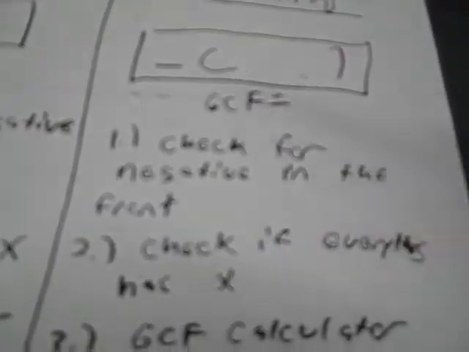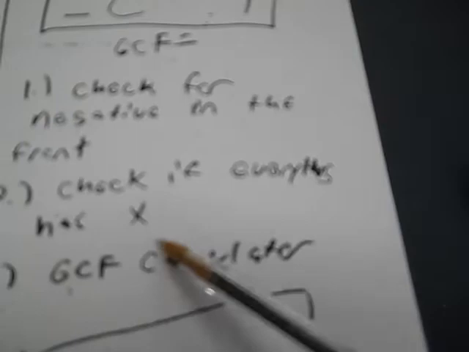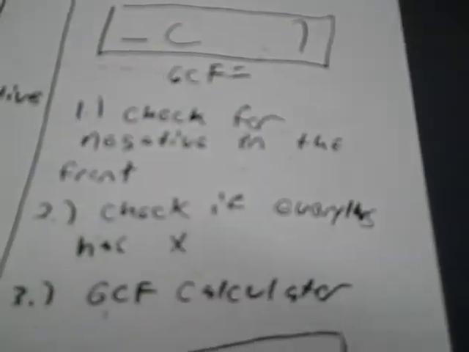Okay, so my GCF, first question, do we have a negative in the front? It's not there. Check if everything has x. X second, x first, but not an x, so I can't put x. And then I GCF calculate just the numbers, 1, 3, and 40. And that's 1. Okay, so if the GCF's 1, that means we don't need to do that.